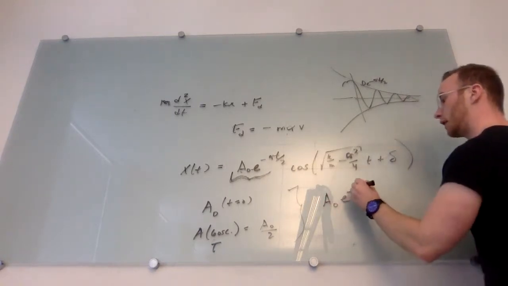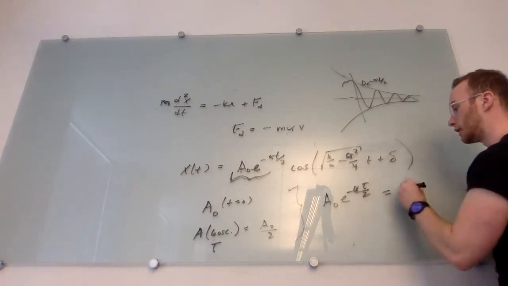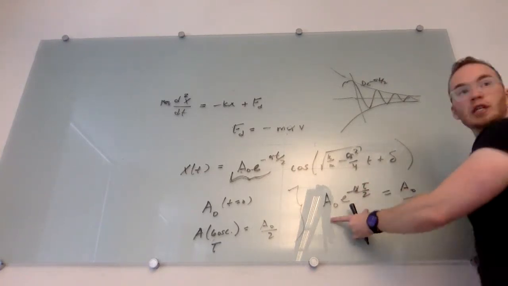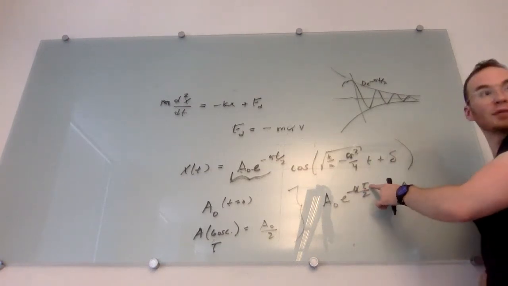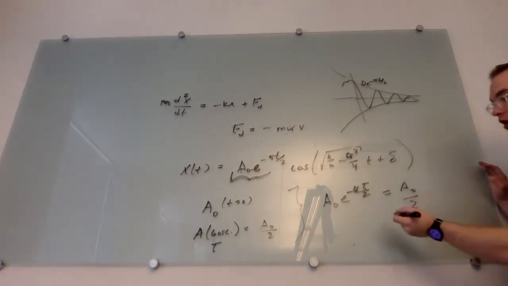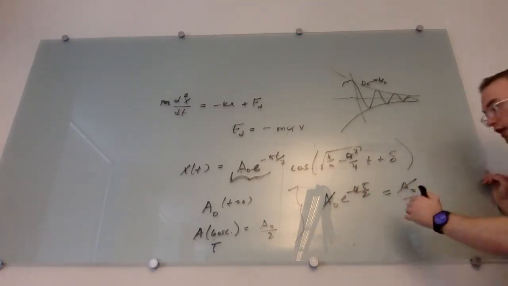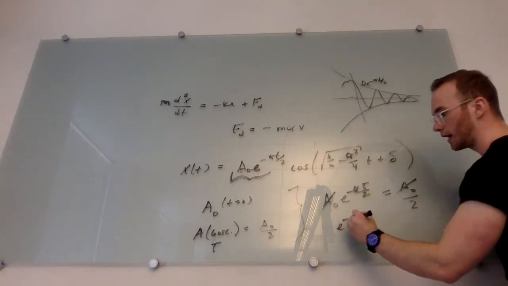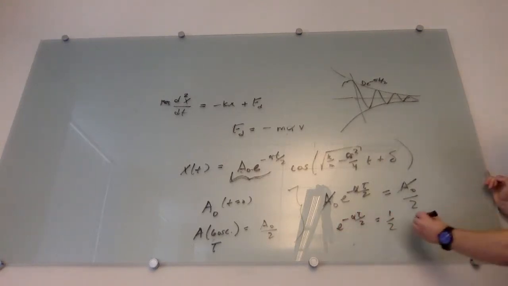e to the minus alpha tau over 2 is A naught over 2. This is the expression for the amplitude at a time tau. If I plug in any time, it should work, right? And I'm setting it equal to A naught over 2. Now I can solve for tau, right? So how do I solve for tau? A naught cancels, and this is why I said it doesn't matter. If I plug in any value, we just cancel. And you get e to the minus alpha tau over 2 is 1/2, right?